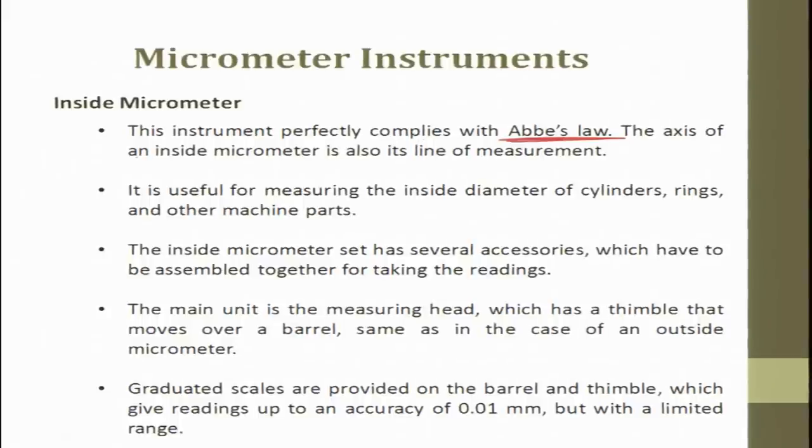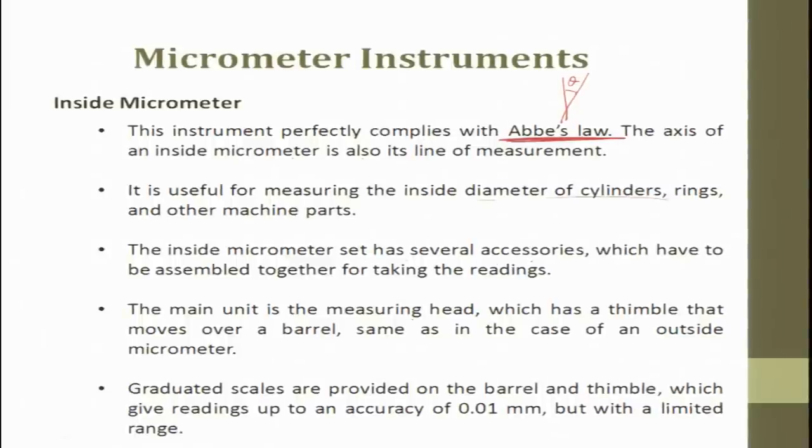Abbe's law: the axis of an inside micrometer is also its line of measurement. Abbe's law is basically to make sure that there is no angle error in the measurement. It is useful for measuring the inside diameter of a cylinder. This inside diameter set has several accessories you can add on to it.